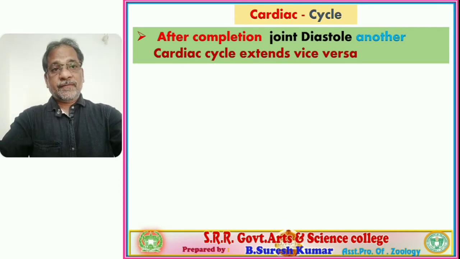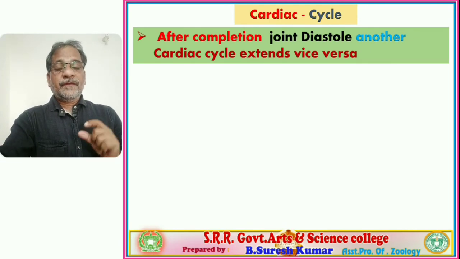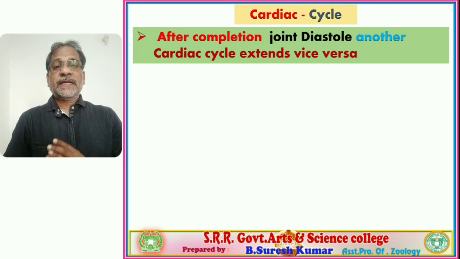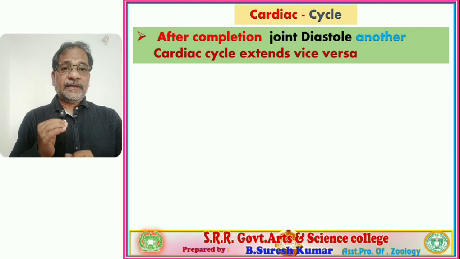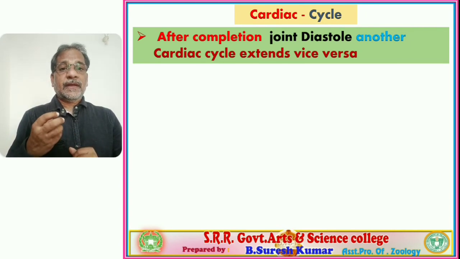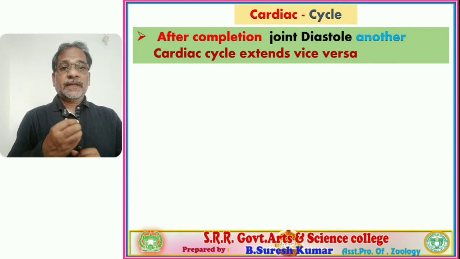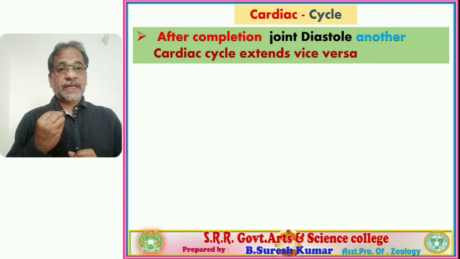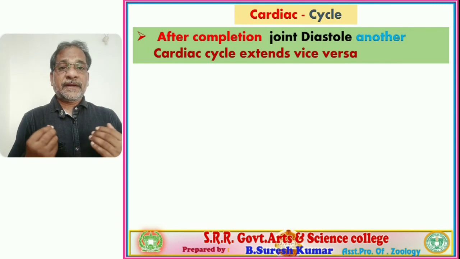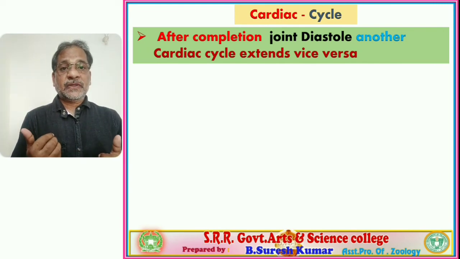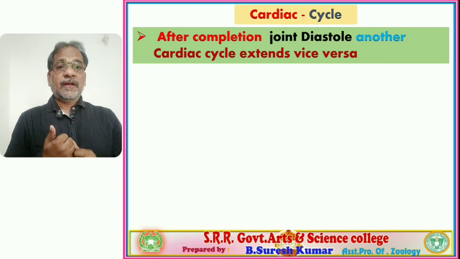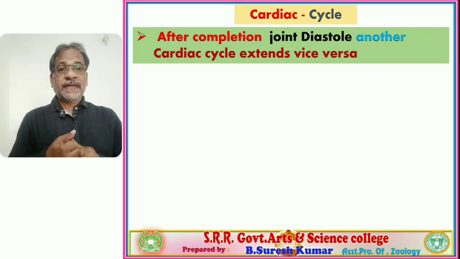Next, we are going to discuss what happens after completion of the cardiac cycle. So we finished three phases of the cardiac cycle: atrial systole, ventricular systole, and then joint diastole. In atrial systole, the blood from the atria is pumped into the ventricles, and then in ventricular systole, the blood from the ventricles is pumped into the respective arteries, and afterward the heart chambers attain relaxation, which is called complete diastole or joint diastole. Followed? It is a single cycle.